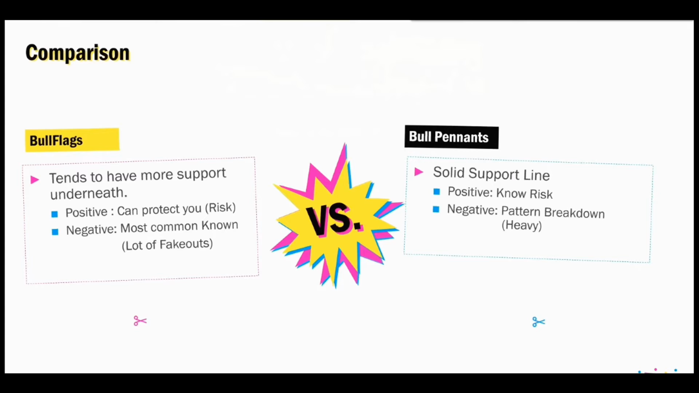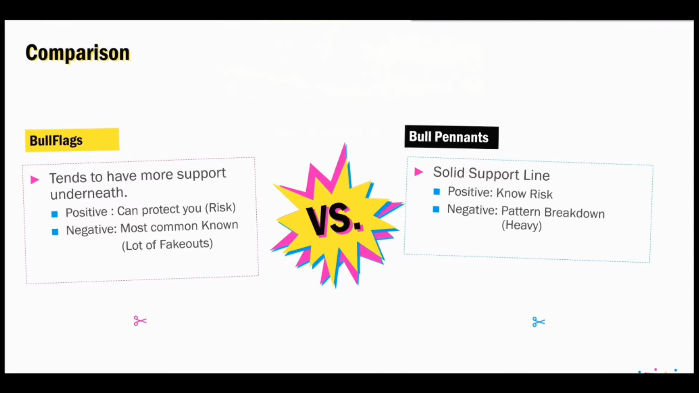So when we move to bull pennants, what the real key and strength that I've seen from bull pennants is that you have a solid support line. That solid support line gives you that positive known risk. And having that positive known risk is everything in trading. You're going to really be able to understand where your out should be.